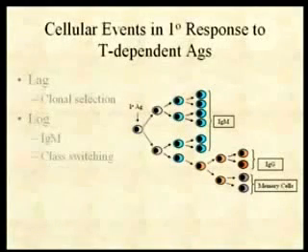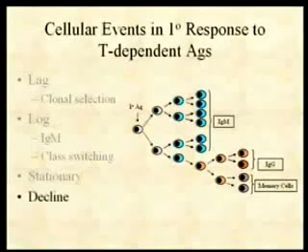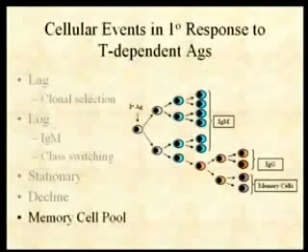Now, eventually, though, as these plasma cells start dying off, no more antibody is going to be made, and the rate of synthesis equals the rate of decay, and you enter into the stationary or plateau phase, and then you go into this decline because all these cells start dying off, and they're not synthesizing antibody anymore. But not all the cells die off.